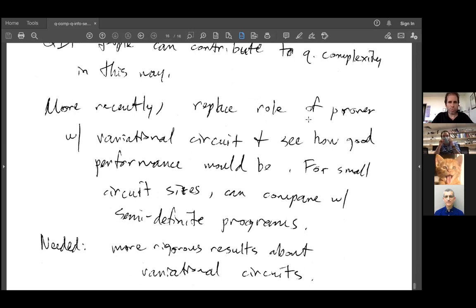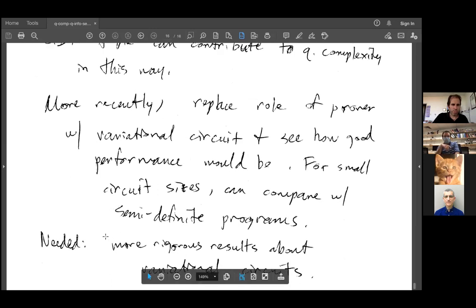Let's replace the role of the prover with a variational circuit and see how good performance would be. For small circuit sizes, we can benchmark the performance of the quantum computer using semi-definite programs. In the future, it would be great to have more rigorous results about variational circuits, like to have a better sense of for what kinds of states can we accurately estimate the fidelity.